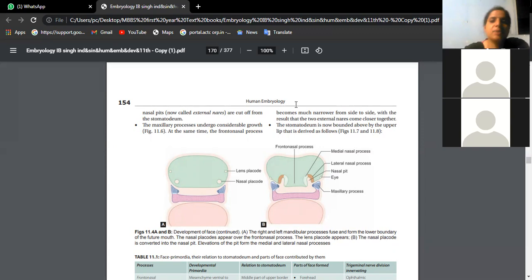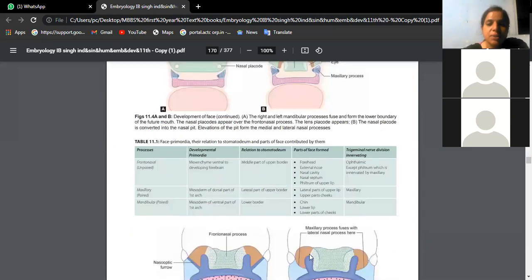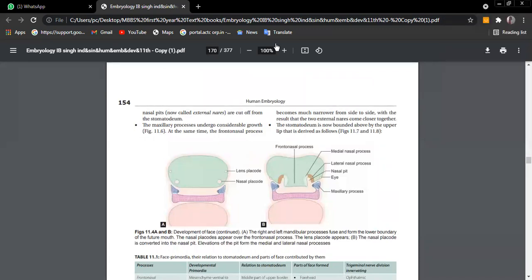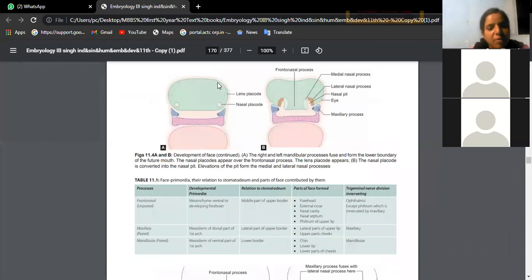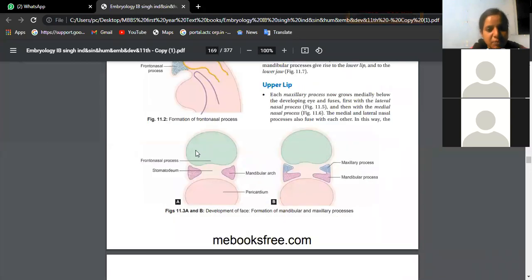Just a minute, there is an important call. Try to learn these pictures. So we stop here. See, this is completely the frontonasal process. We have the lens placode and the nasal placode. The lens placode is moving more laterally, and the nasal placode is invaginating, forming two processes. Near the midline, you call it the medial nasal process. Away from the midline, we have the lateral nasal process. In between, right from the first, we have named it the frontonasal process.